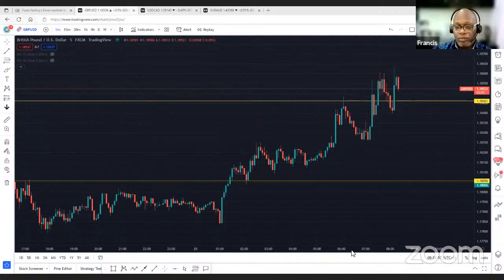So I'm bearish on Euro Aussie dollar. I am somewhat bullish on pound USD. Bearish also on USD CAD. Okay, let me show you exactly what I'm checking here, what I'm looking at.